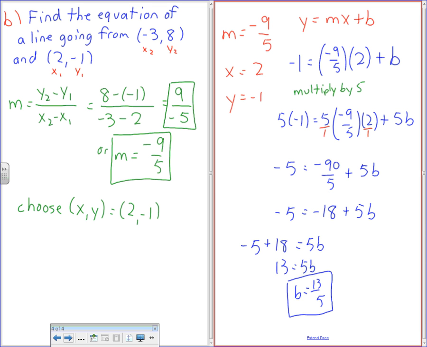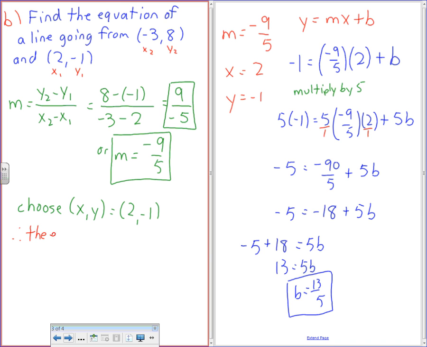So my final equation here, I'm running out of room, so I'm going to put it over here. Therefore, the equation is y equals -9 over 5 x minus 13 over 5. I got that because my slope is my m, right? y equals mx plus b. The m is -9 over 5. The b is the -13 over 5.